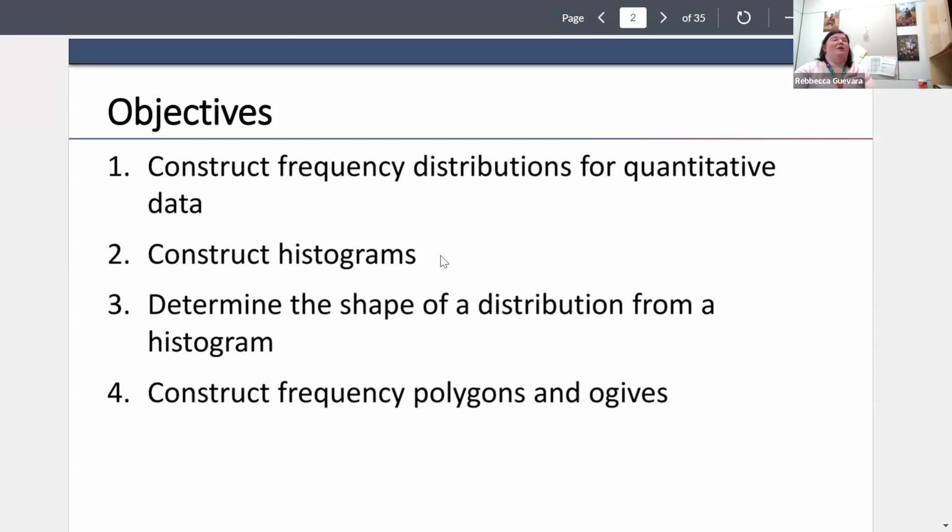So histograms are a special kind of bar chart. And then we're going to talk about the shapes of distributions and then a couple other kinds of quantitative data displays, which are polygons and ogives.